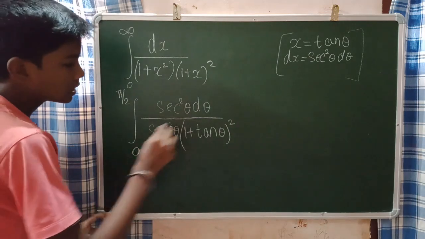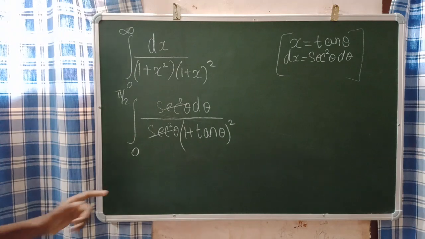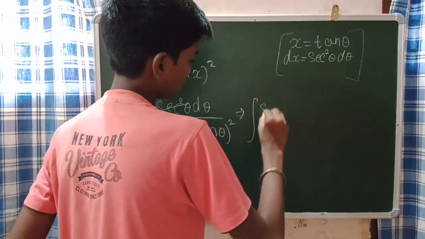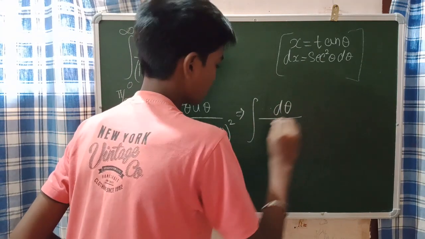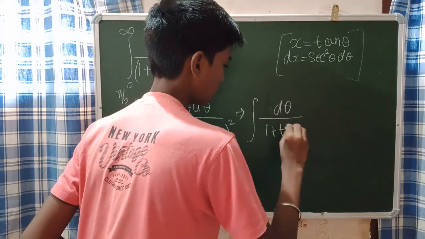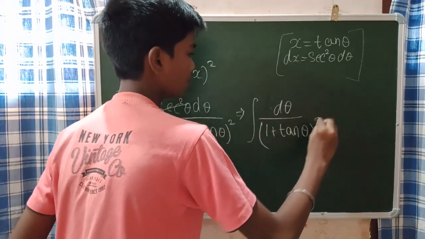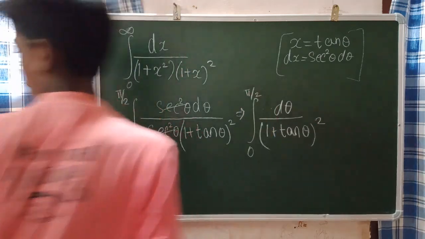Now we can cancel the secant square theta, secant square theta. After this, I will get this integral as the integral of d theta divided by (1 plus tan theta) whole square, from 0 to pi by 2. This is the integral that I got now.